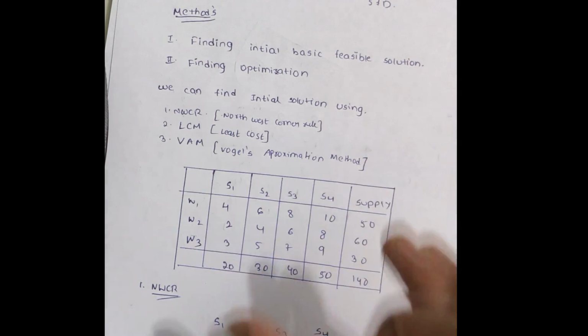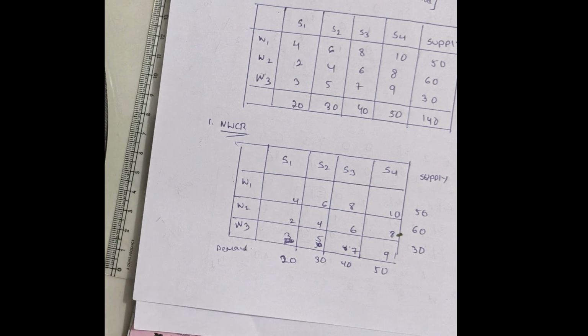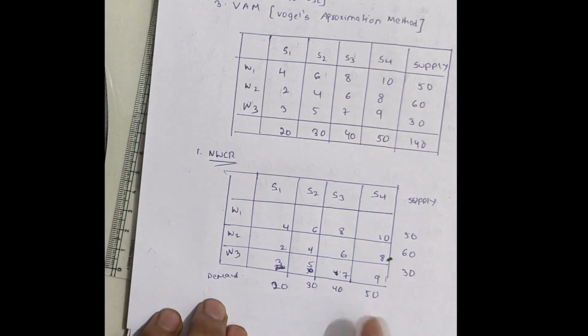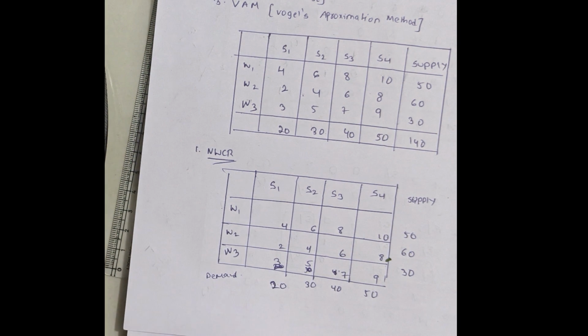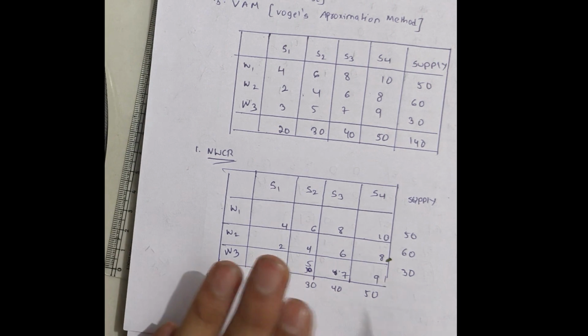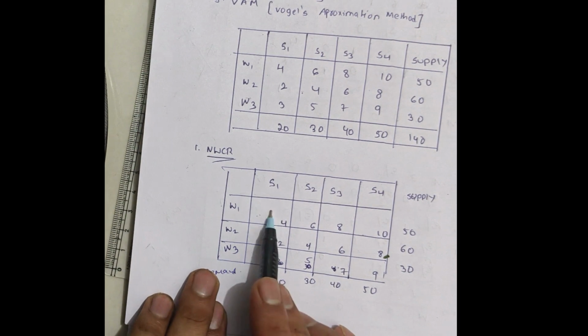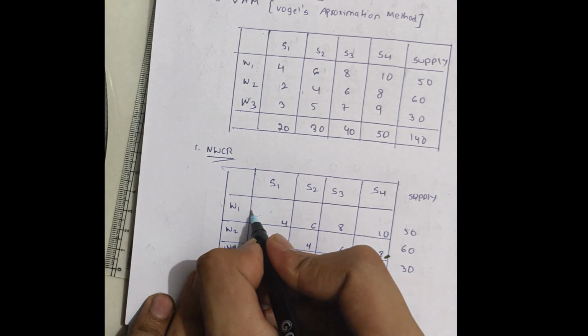So what you have to do is first draw the table. I have drawn the same table: 4 6 8 10, 4 6 8 10, 2 4 6 8, 3 5 7 9. For NWCR, first look at the northwest position. The first element is the one you have to see.